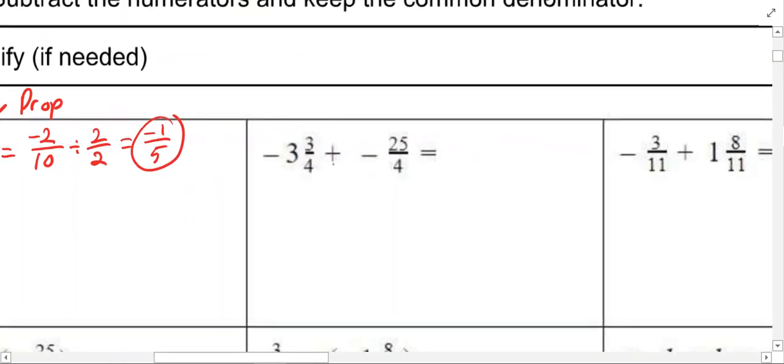Moving on over. Now we have an addition problem. And up there it says change your mixed numbers into impropers. So 4 times 3 is 12, plus the 3 on top is 15 fourths. Notice that this originally was a negative answer, so keep it negative. And this is negative 25 fourths. I floated the negative sign up to the 25. The denominators match. And negative 15 plus negative 25 is negative 40. And I can simplify that. Negative 40 divided by 4 is easy. Negative 10.